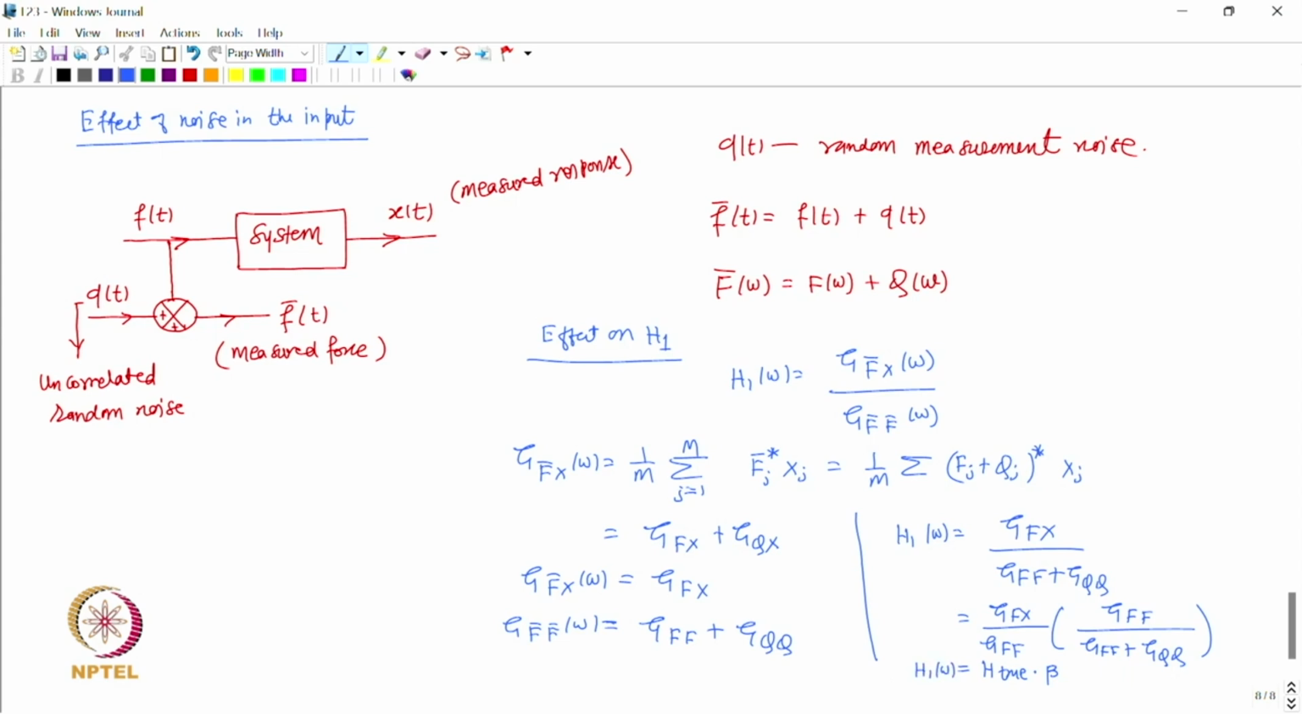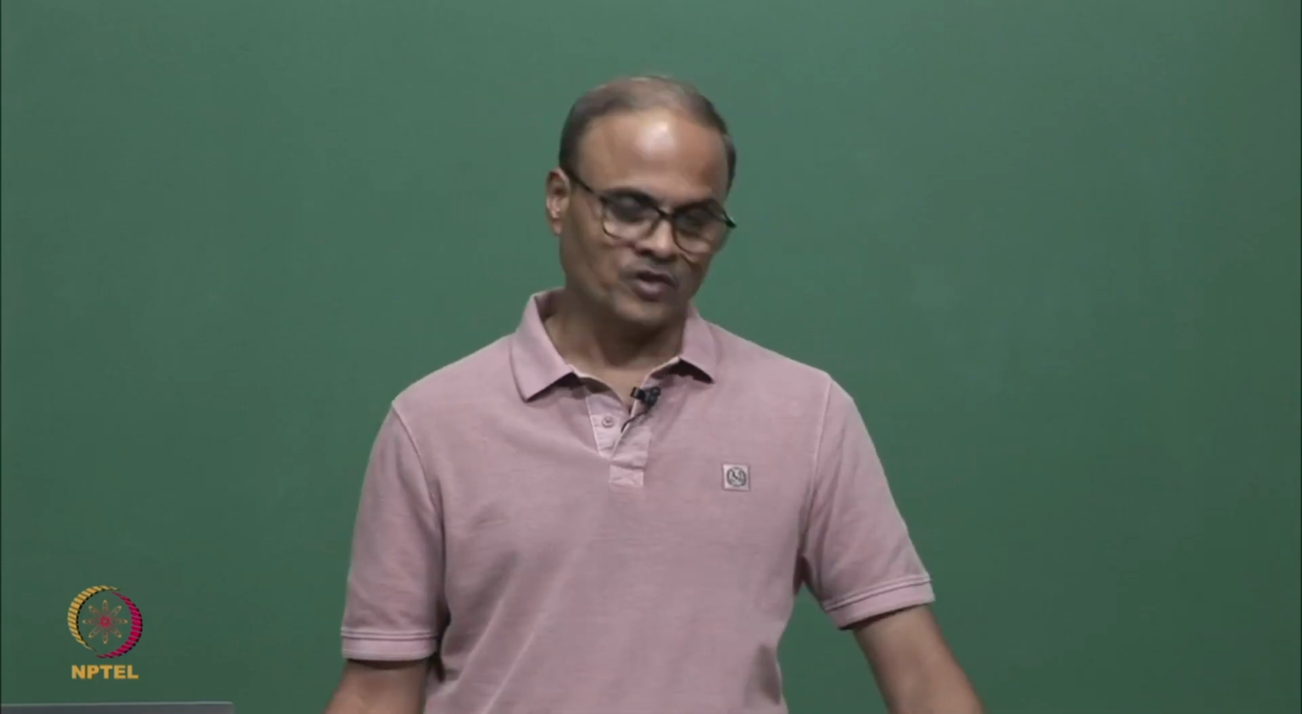So, from here we conclude that the factor beta is always less than or equal to 1, and that is why H1 omega is always less than or equal to H true. So, if there is no noise, H1 is equal to H true, but if there is noise in the input, then H1 will always be less than H true. Therefore, noise in the input affects the estimate H1. It deviates from the true estimate, so there is some error in the estimate H1 if there is noise in the input.